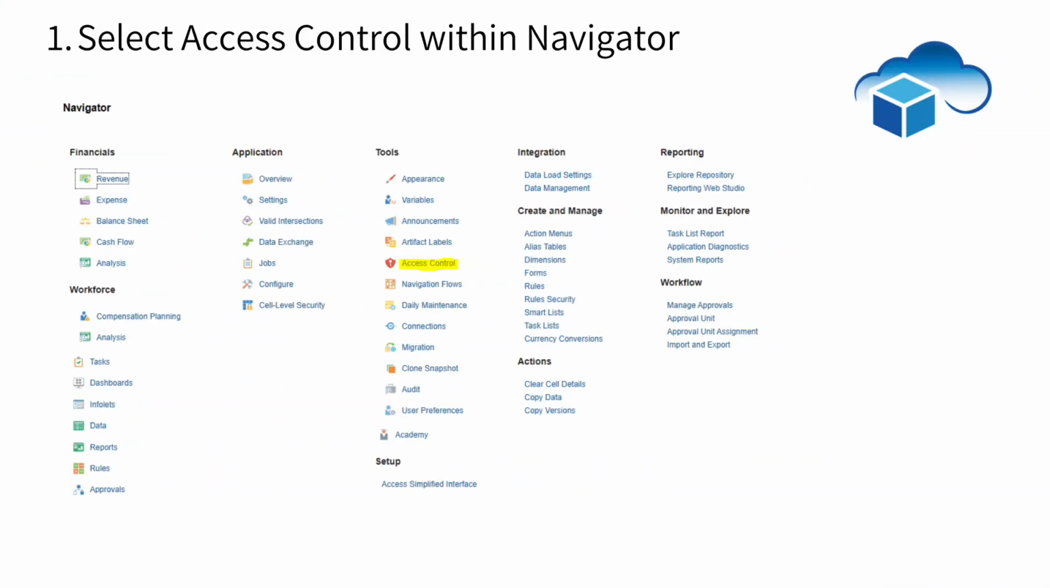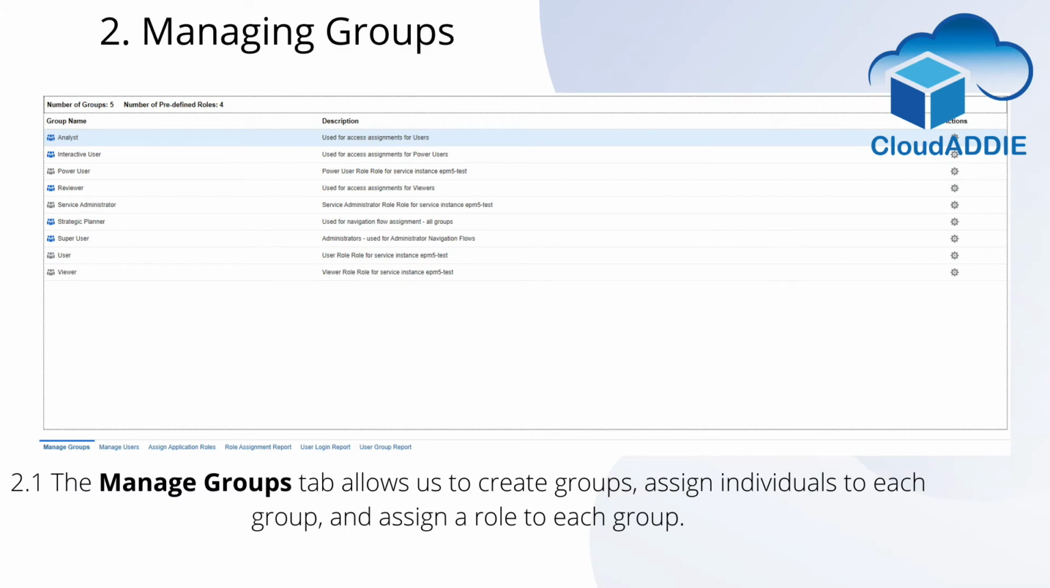Step 1. Select access control within Navigator. Step 2. Managing groups. The Manage Groups tab allows us to create groups, assign individuals to each group, and assign a role to each group.